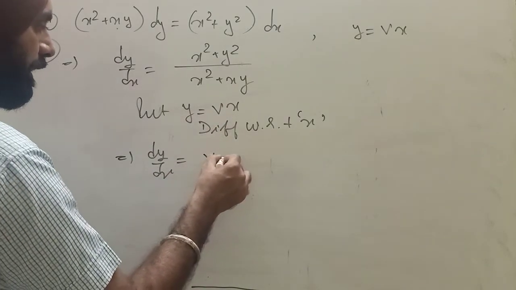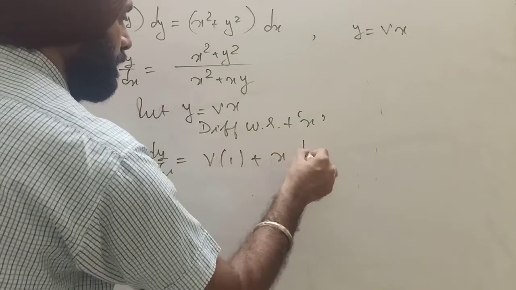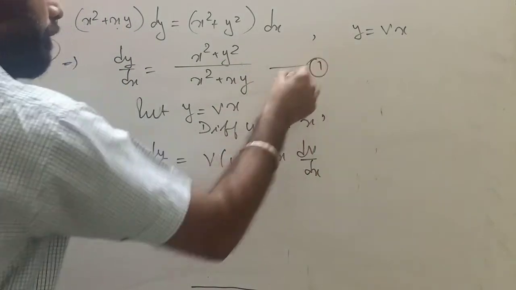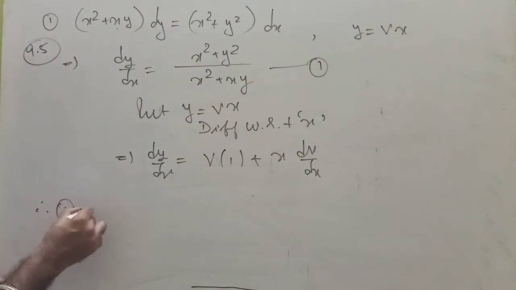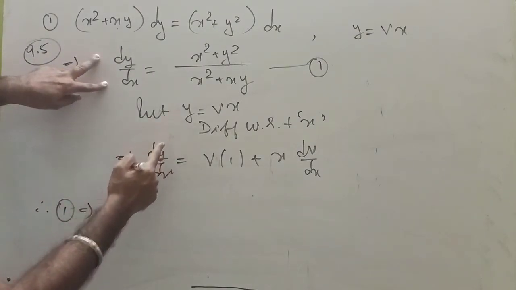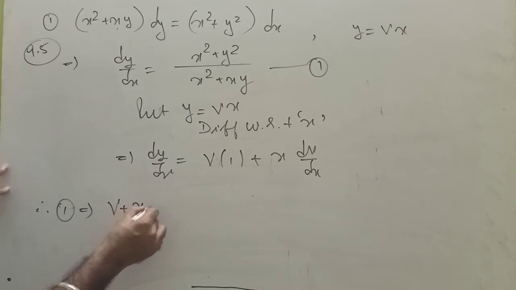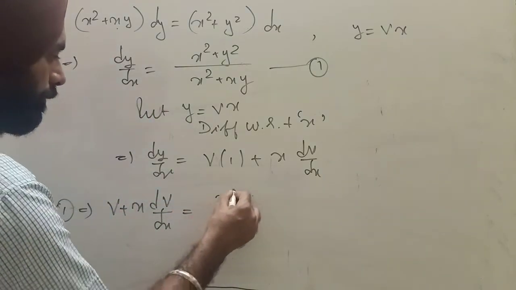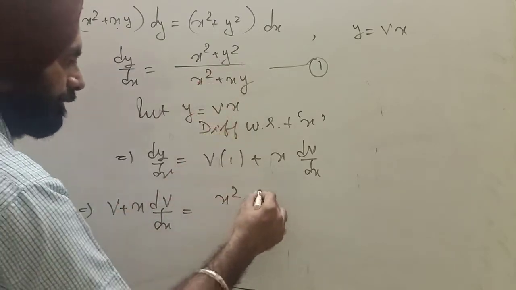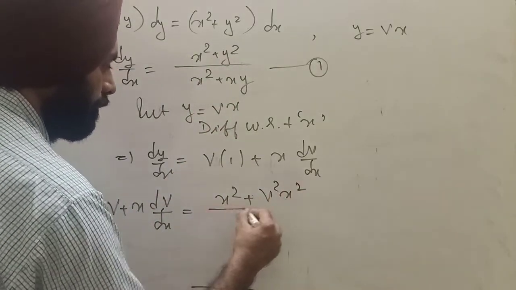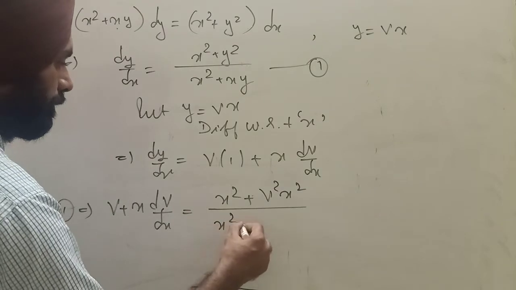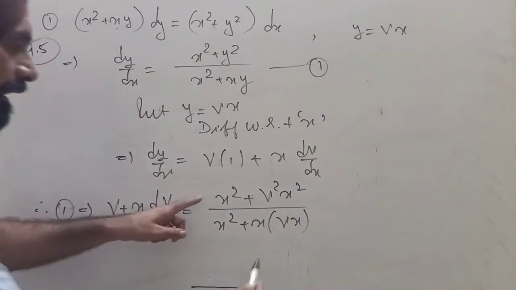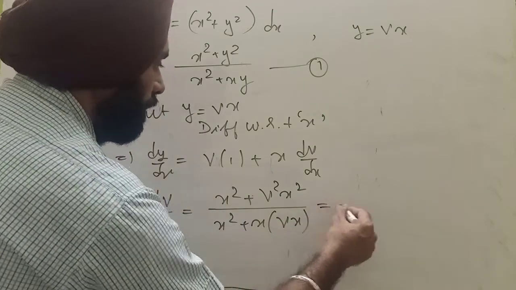First as it is, x times 1 plus x as it is, the derivative of v is dv by dx. Therefore, equation 1 implies dy by dx, v plus x dv by dx is equal to x square same, y square gets v square x square, denominator is x square plus x into vx. Clear? Now take x square common from the numerator and from the denominator.